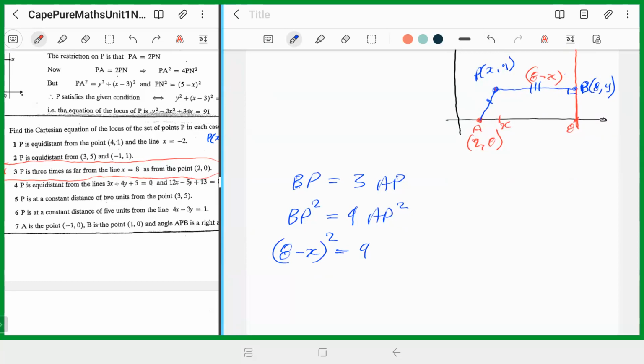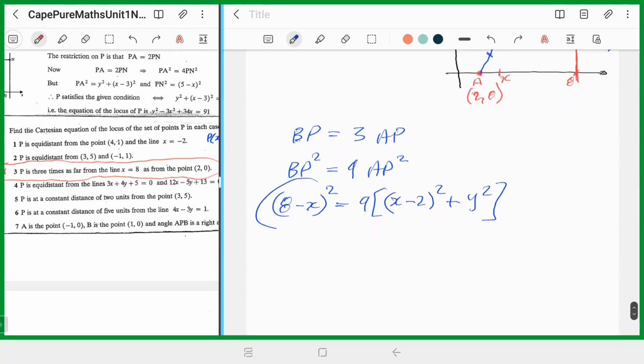equals 9 times, and since we have squared, we're now going to put on the square root on the length of the line between these two. So we get the difference in the x values squared, which is (x minus 2) squared, plus (y minus 0) squared, which is just y squared. That's a locus. I just need to simplify that now. And I'm good. So expand this side.